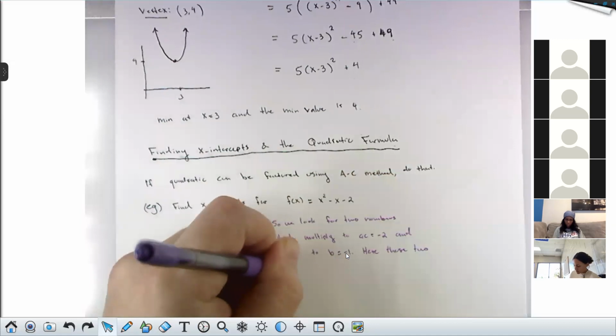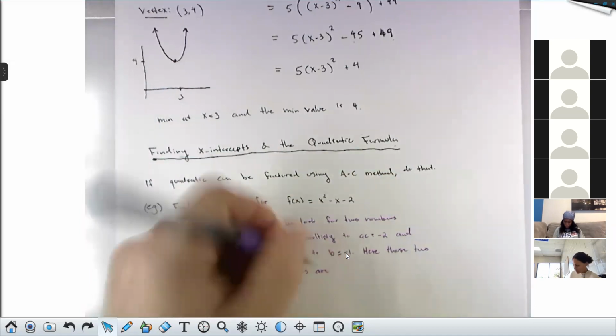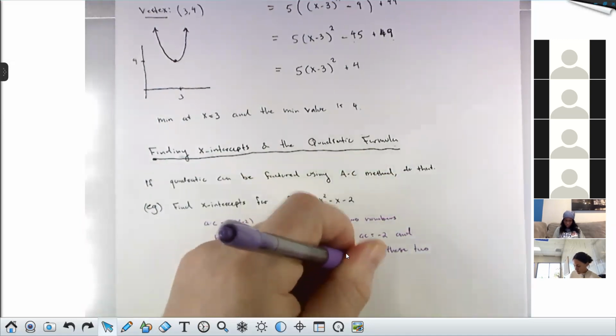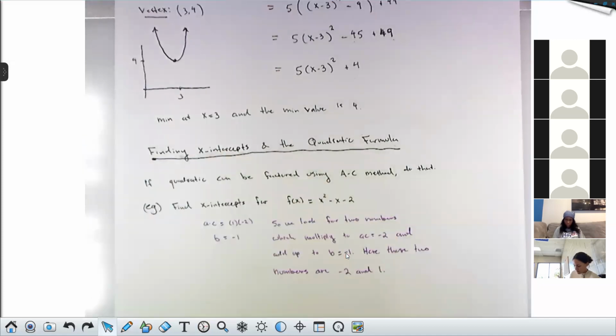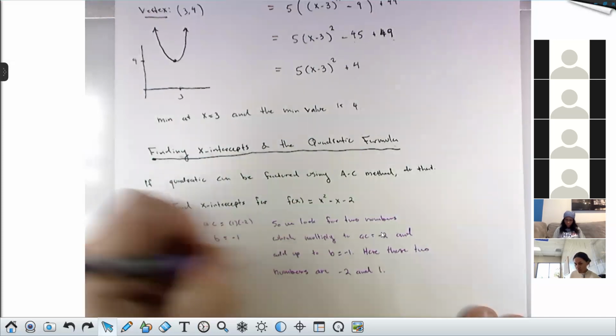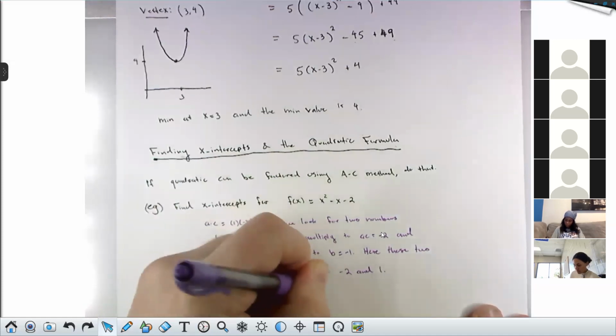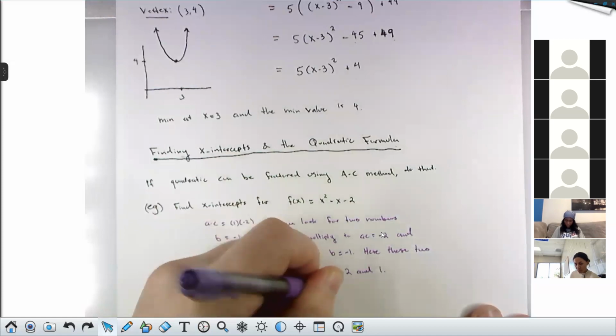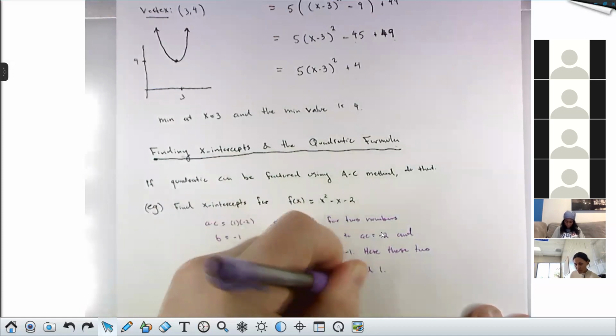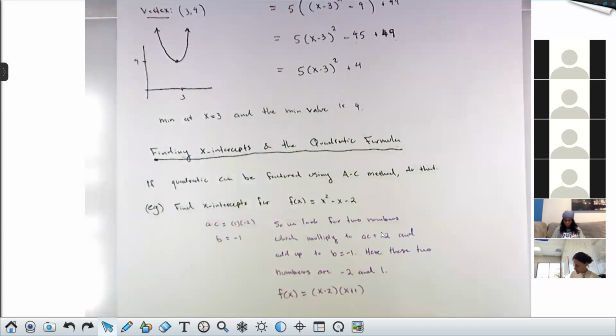Those two numbers are -2 and +1, right? -2 plus +1 is -1, and -2 times +1 is -2, which means that you can rewrite your function as x minus 2 times x plus 1. That's it. This is factored.